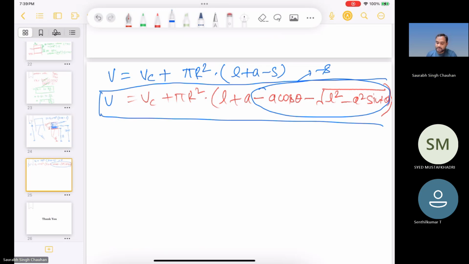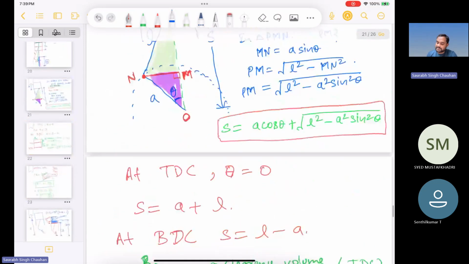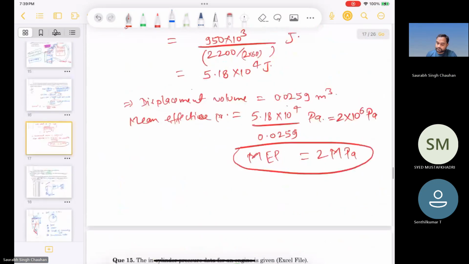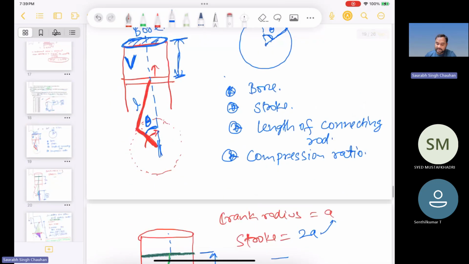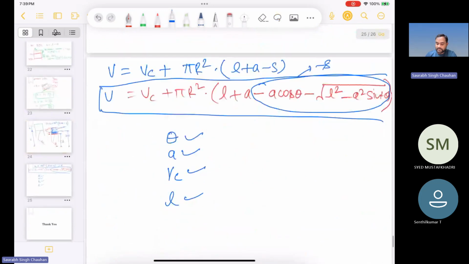So in the data, you have crank angle degree theta. In the question, stroke is given, so you have A, right? Clearance volume we just calculated from the compression ratio. What else do we need? We need the length of the connecting rod. So let us check what is given in the question. Well, the length of the connecting rod is not given.